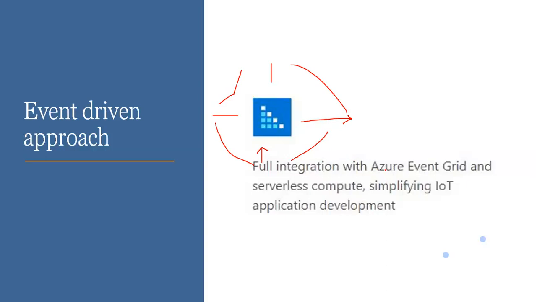So full integration with Azure Event Grid and serverless compute simplify IoT application development. We have sensors. If a sensor is malfunctioning and generating some events, and we want this event to be communicated to multiple applications, Event Grid will be responsible for transferring it to the other applications. This application does not have to communicate with all other systems.